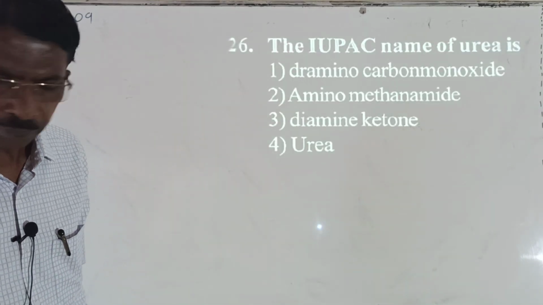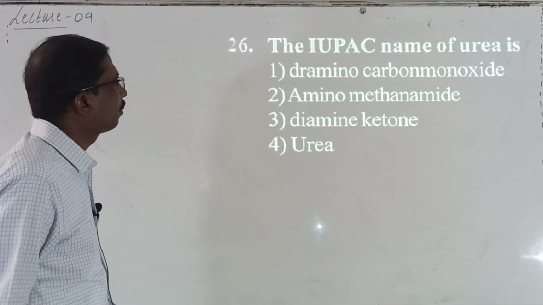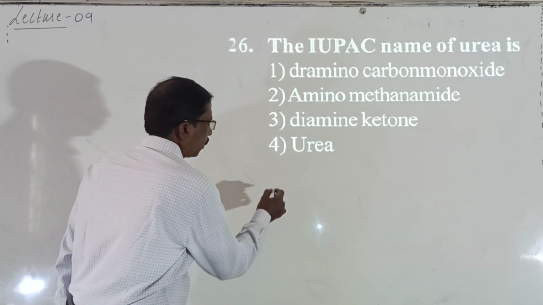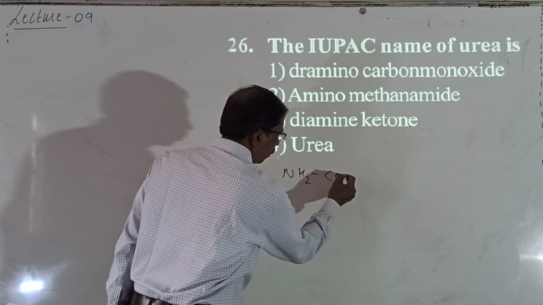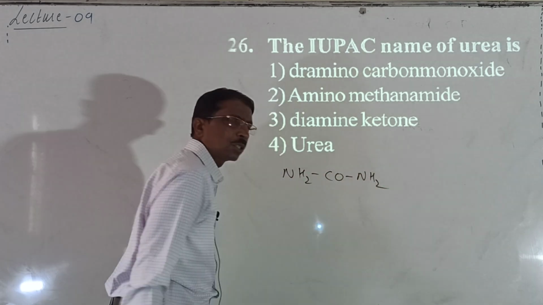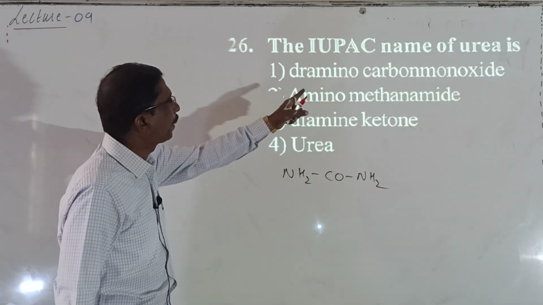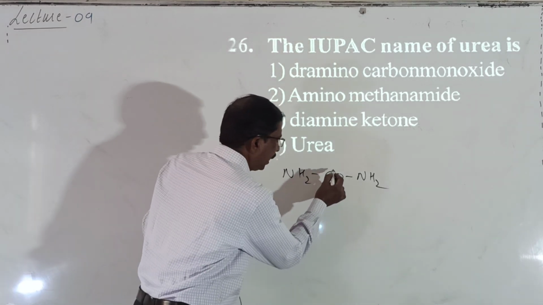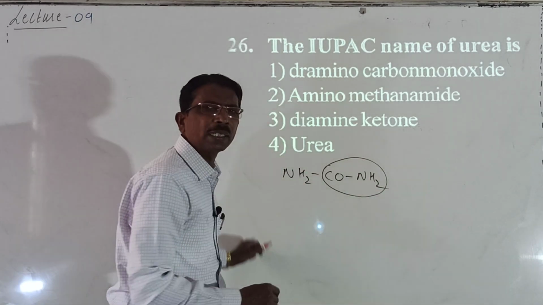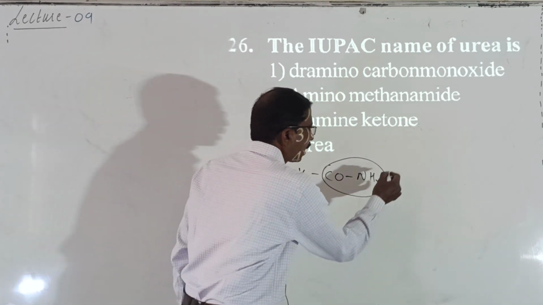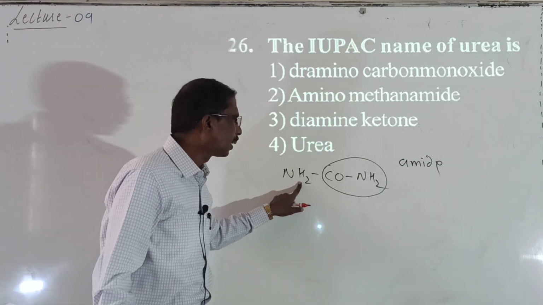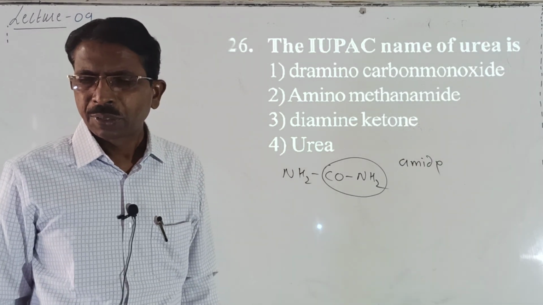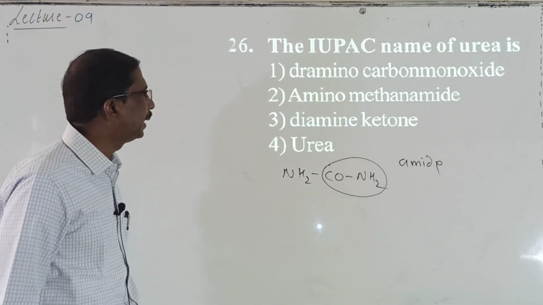Look here, the IUPAC name of urea. You know urea, NH2CONH2. Look here students, very important one. The IUPAC name of urea is, so here, we know that it is an amide group, and it is an amino group. Then what is its IUPAC name?